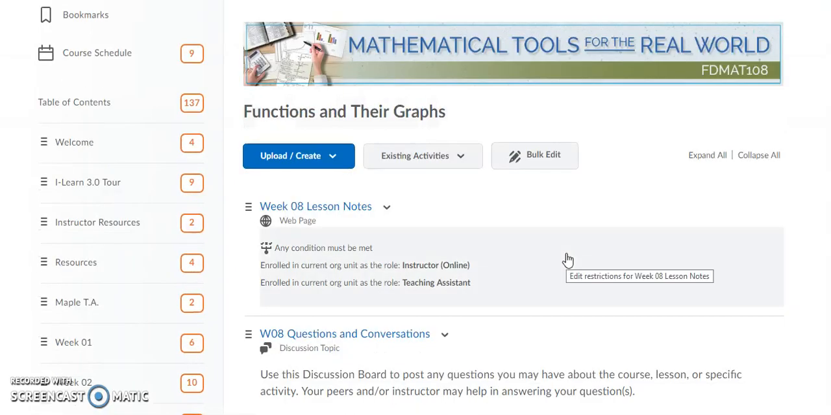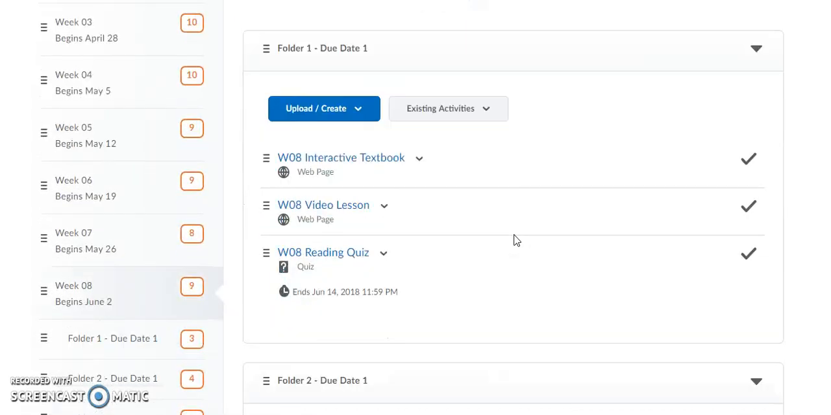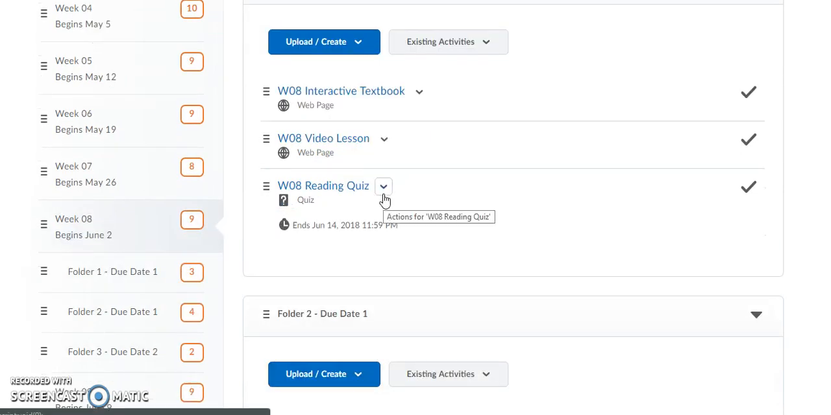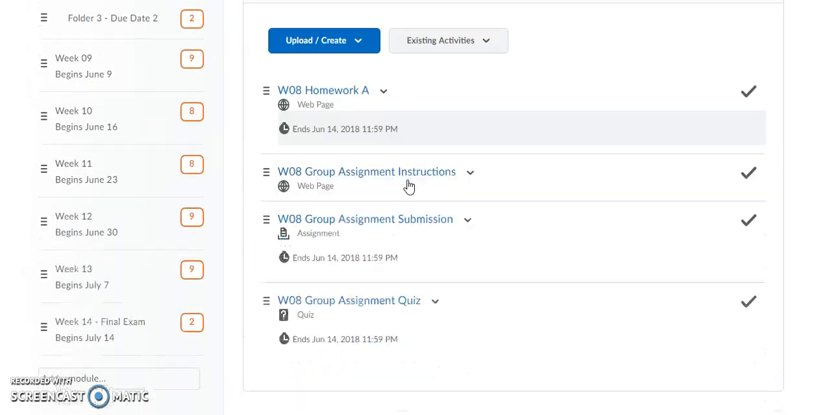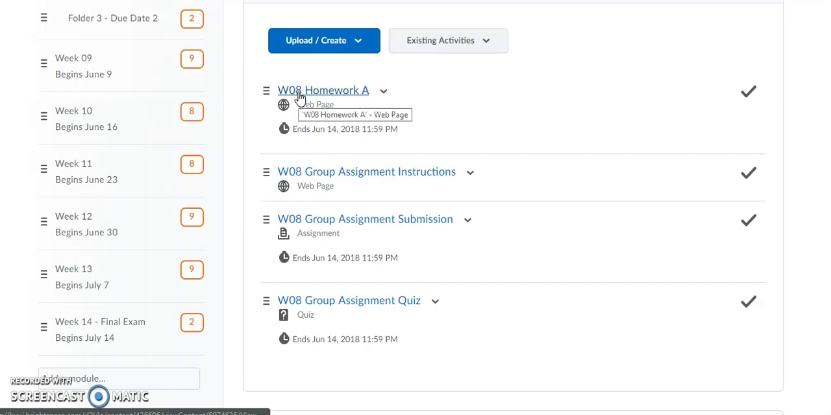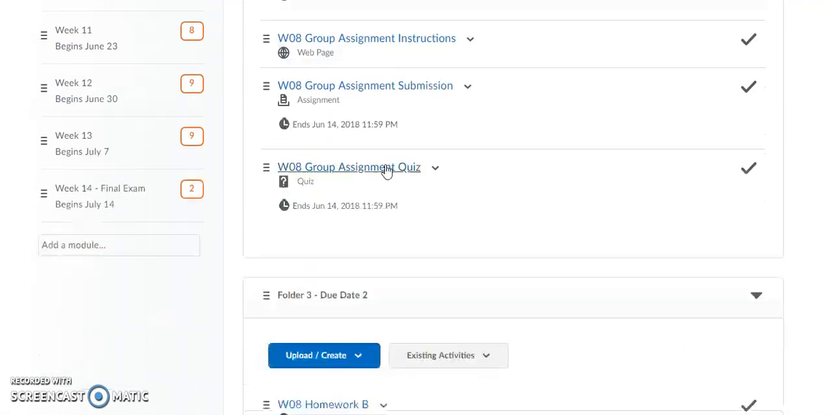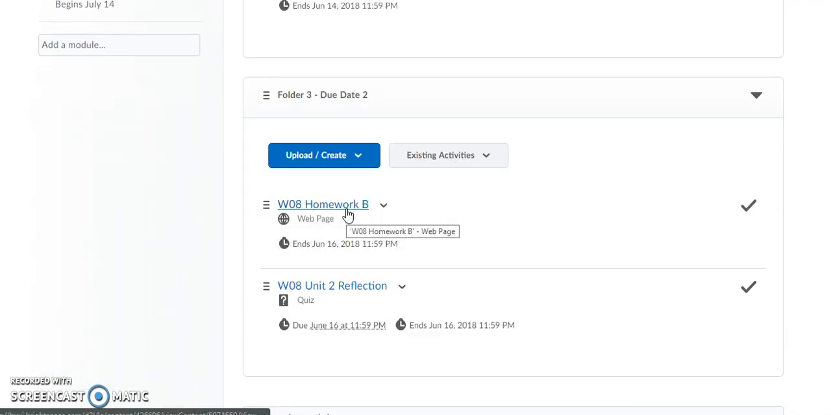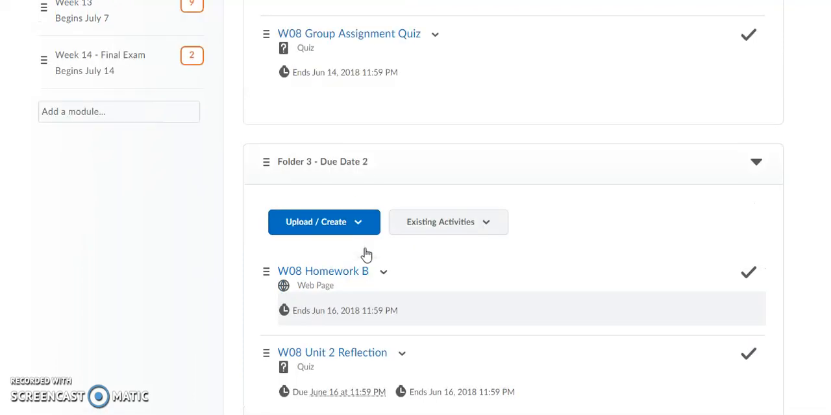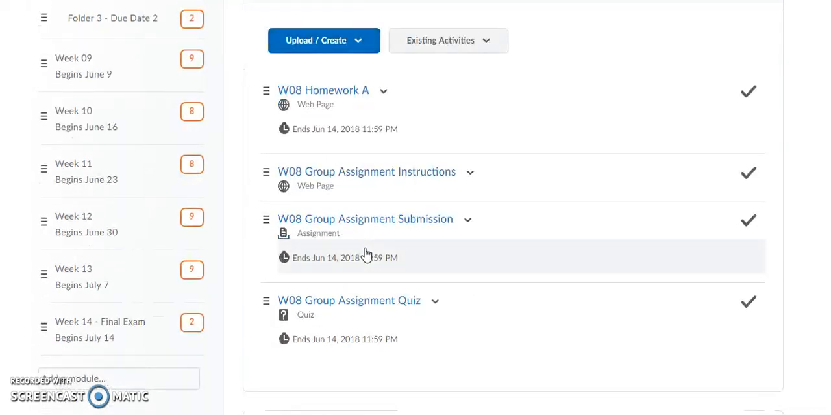Let's take a look at what we've got going on for this week. You've got your interactive textbook and video lesson, reading quiz, just like normal. And then watch out, you do have 2 Maple TA homeworks this time. You have homework A that's due with the Thursday deadline, and then also homework B due on Saturday. Make sure you get both of those done in Maple TA.